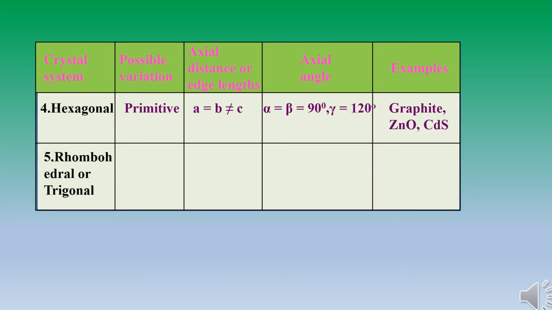Fifth one, rhombohedral or trigonal. Possible variations are primitive. Axial distances are A is equals to B, B is equals to C. Axial angle, alpha is equals to beta is equals to gamma which is not equals to 90 degree. The example is calcite.